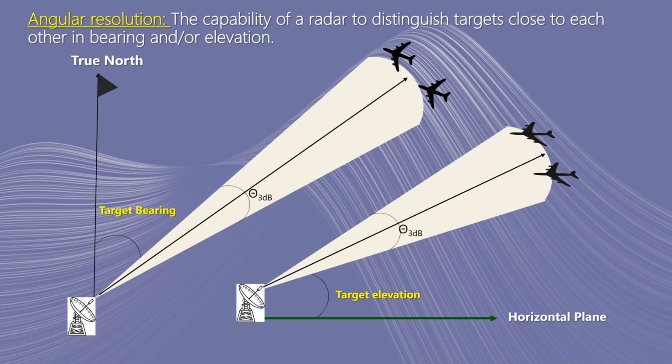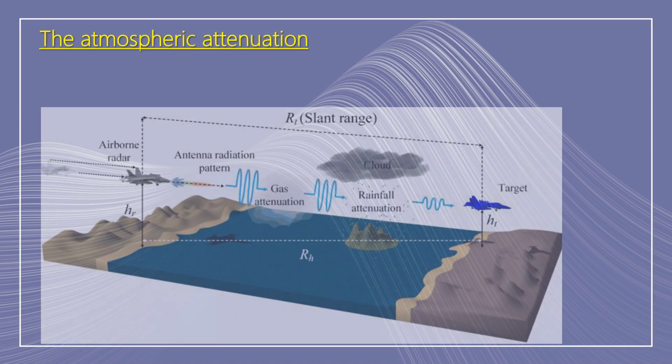Some interesting facts we need to mention. Narrow beams provide better angular accuracy and resolution. The radar cannot discriminate the targets if their angular displacement is less than theta 3 dB. For a fixed antenna size, radar beams become narrower as the frequency increases.